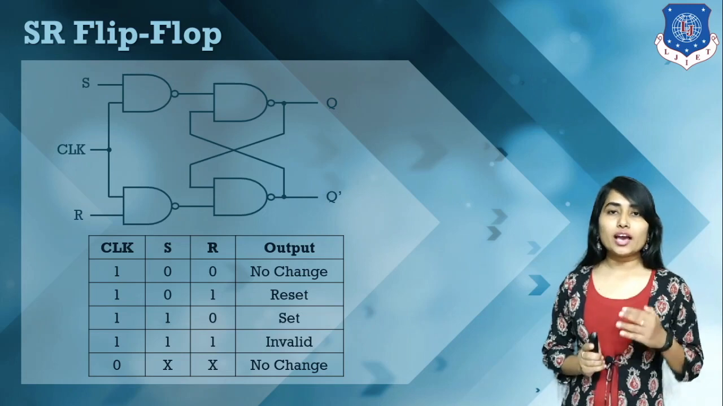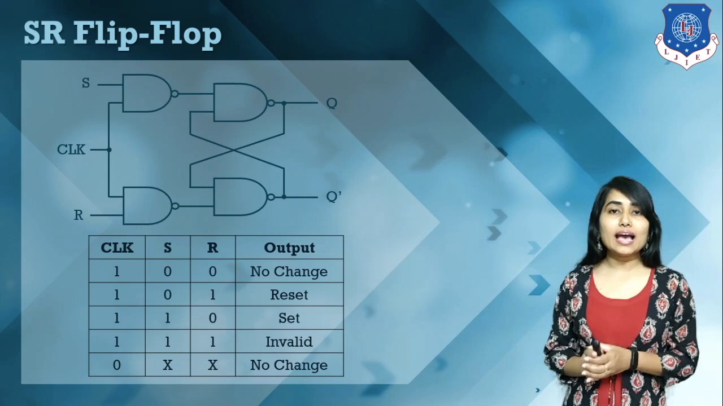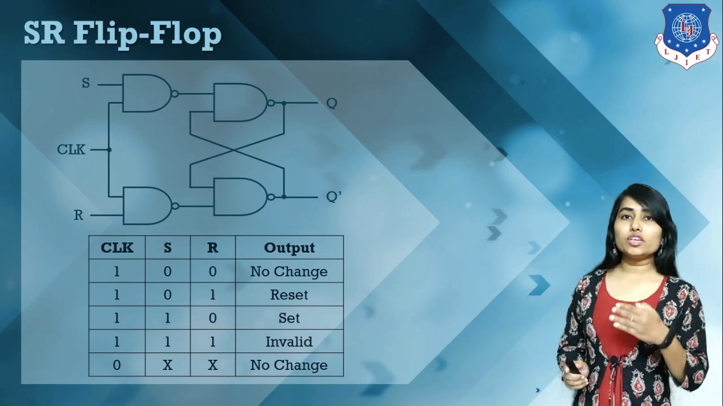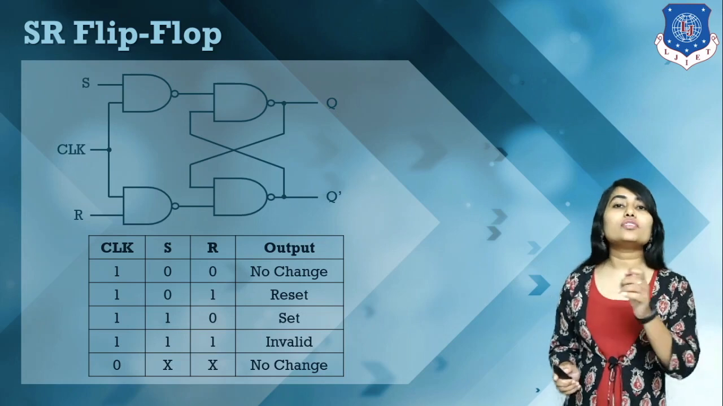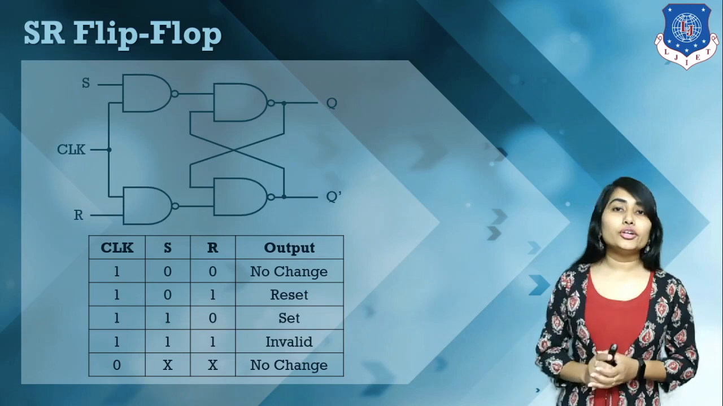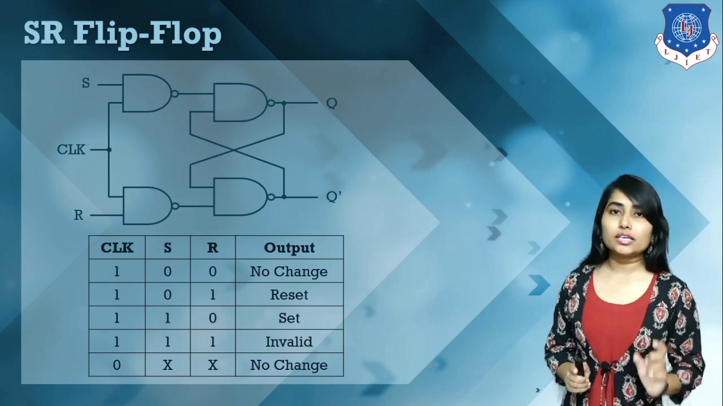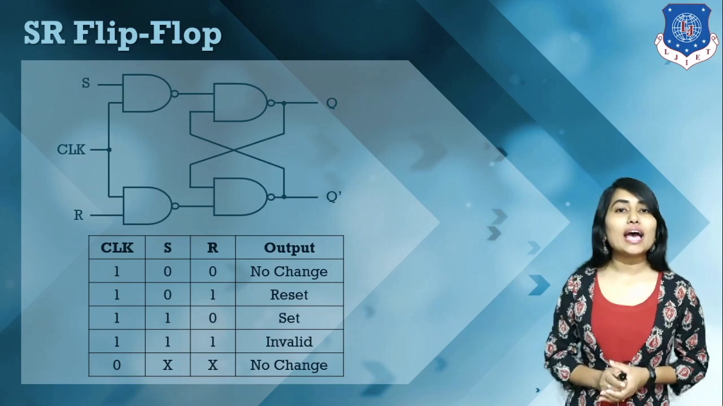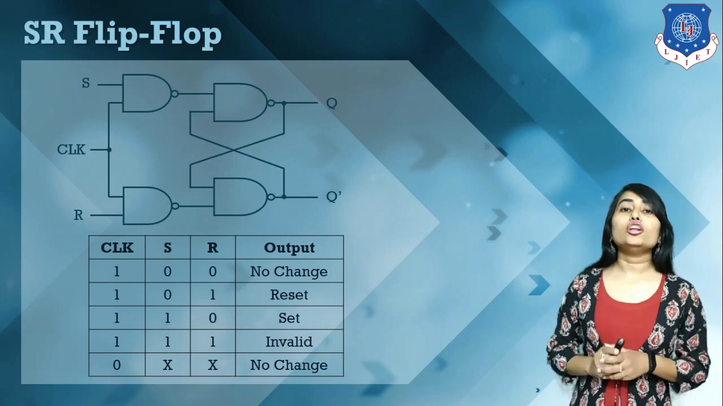Now here we have clock equal to 1 and we have an output, so this is known as a high level trigger flip-flop. Whenever we have a flip-flop which is sensitive to clock equal to 1, that means it works for a high level. So this is known as a high level trigger flip-flop. This is a level trigger flip-flop, and it is known as a high level trigger flip-flop because it becomes active for logic 1.